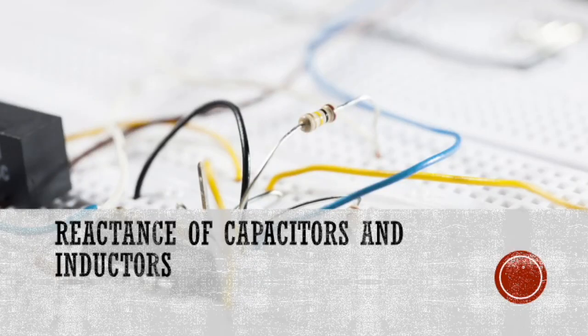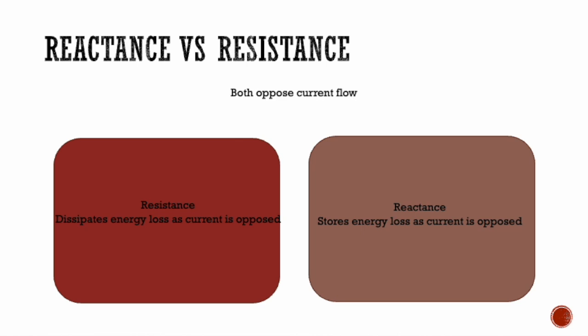In this video, we'll be discussing the reactance of capacitors and inductors. Reactance versus resistance. Reactance and resistance are very similar as they both oppose the flow of current. However, resistance results in a loss of electrical energy as the energy is dissipated as another form. In reactance, instead of energy being dissipated as a current flow is opposed, energy becomes stored.